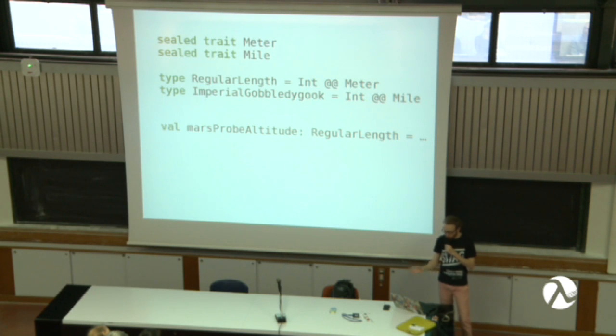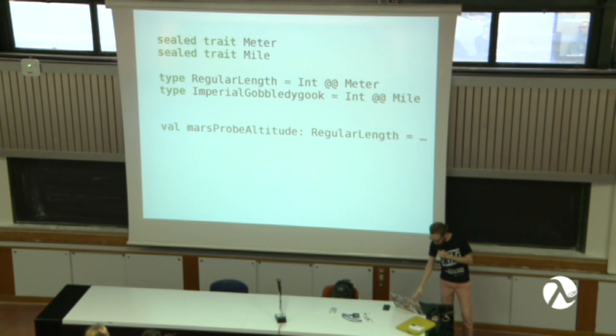So with that, you can add a tag to your types. It's free at runtime, so it's just a static check which is done. And then you're not able to mistakenly confuse meters with miles. And you don't have any cost at runtime.